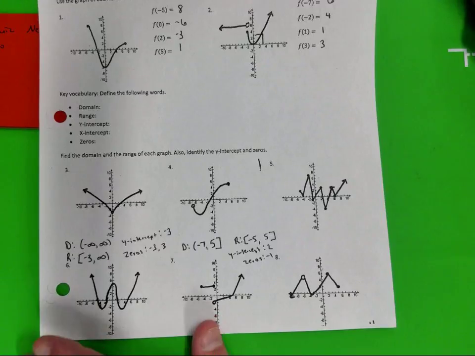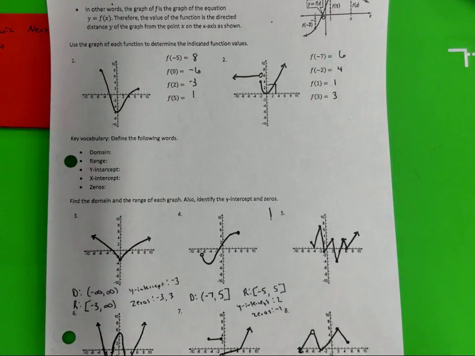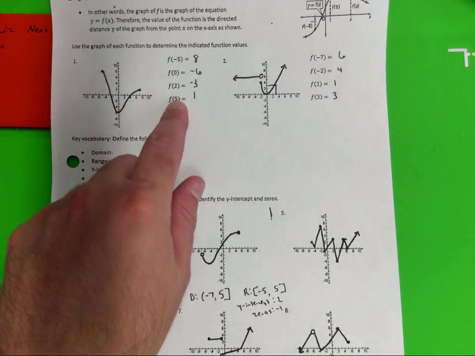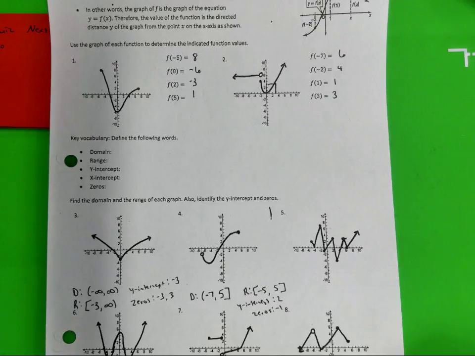Alright? So, yesterday we talked about how to look at a graph and find the output value if I give you the input. These are your input values, and you look over here and find the point that corresponds. Does everybody remember that? Okay.